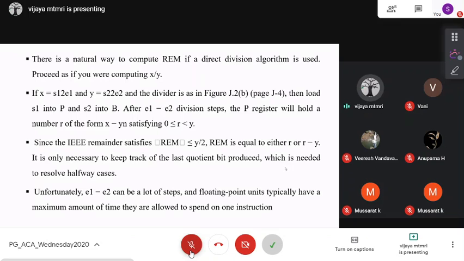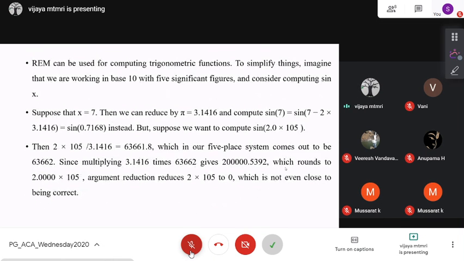Unfortunately, e1 minus e2 can be a lot of steps, and floating point units typically have a maximum amount of time they are allowed to spend in an instruction. REM can be used for computing trigonometric functions.